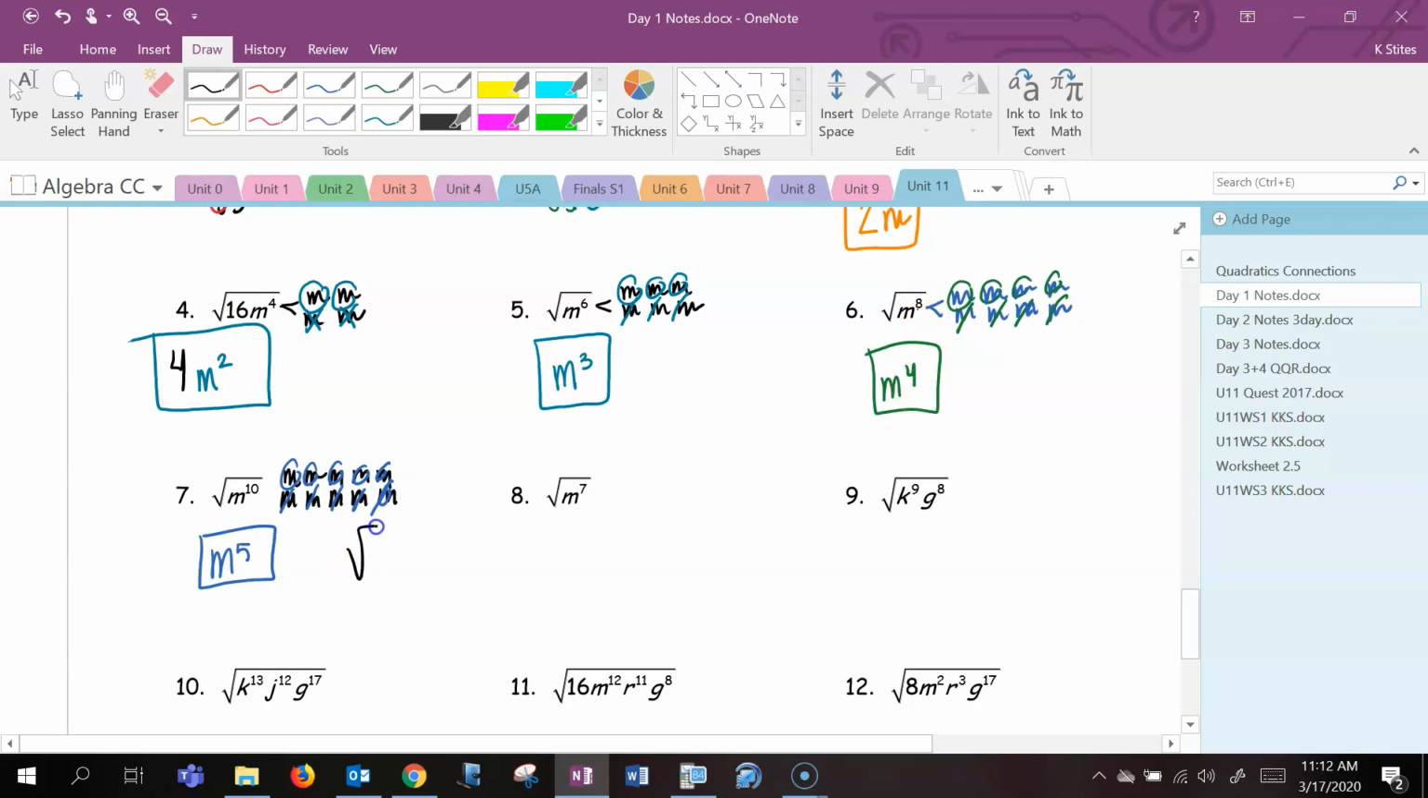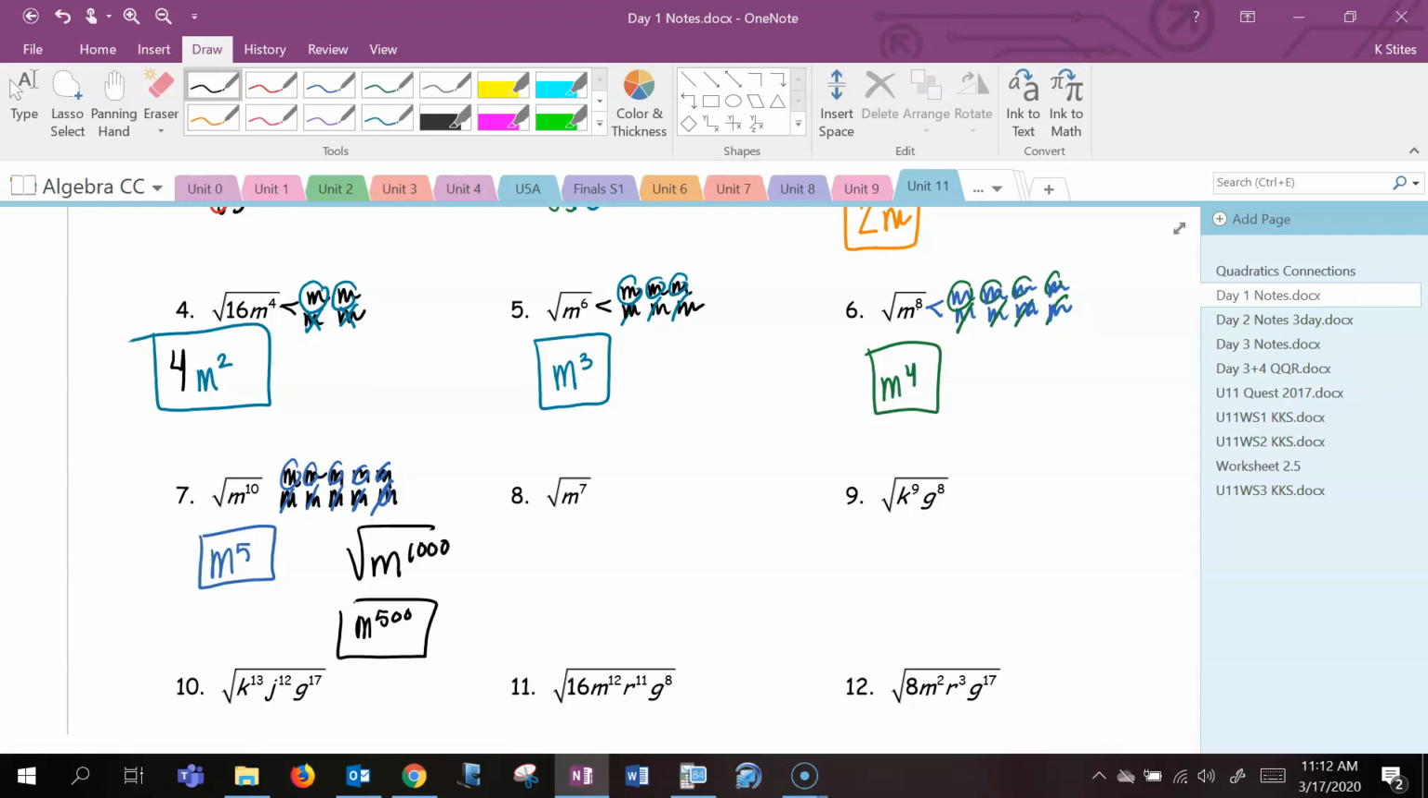So if I told you square root of m to the 1,000th, you don't want to draw 1,000 m's. That would be madness. Who wants to do that? Instead, we can just say, oh, well, there are 1,000 m's, so there would be 500 pairs. M to the 500th. That would be my answer. Okay? Easy peasy. That's when we have an even exponent.